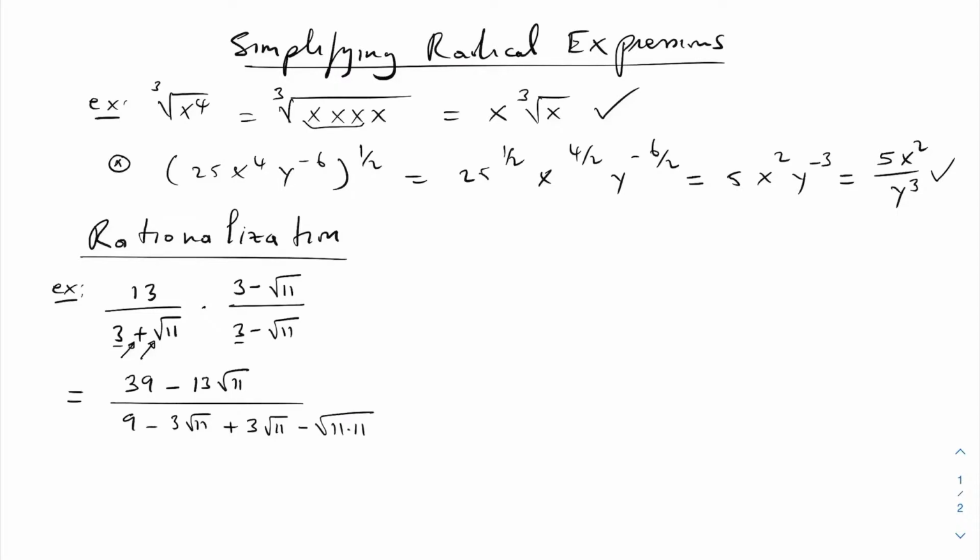Now, the reason why you do the conjugate is for this reason down here, because you're going to have the terms in the middle here cancel, and so that will get rid of the root. And so you're going to have for your final answer 39 minus 13 root 11 divided by negative 2.